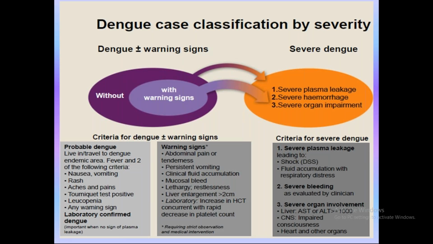So coming to the classification according to WHO, how will you classify dengue? Dengue without warning signs, dengue with warning signs, and severe dengue. There is no dengue hemorrhagic fever; those words are removed from the recent classification.